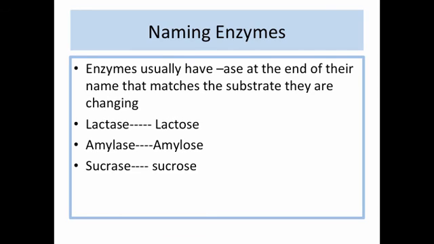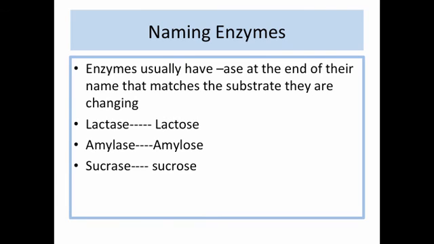Enzymes usually end in ASE, and so whenever you see a big long word and it ends in ASE, you're going to recognize it as an enzyme, and therefore you'll know that it's going to speed up chemical reactions and lower the activation energy. You're going to know then that it works in a particular temperature and a particular pH, and you know that it works on a particular substrate. So for example, lactase is always going to work on lactose. Amylase is going to work on amylose, and sucrase is going to work on sucrose. So that does it for enzymes.